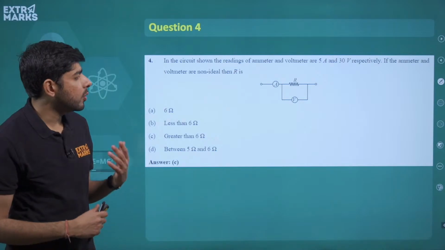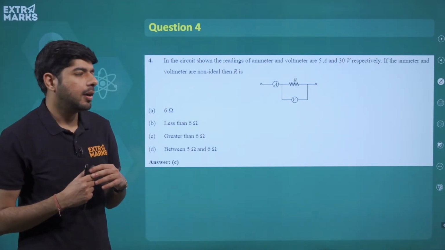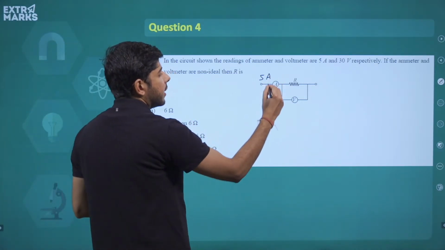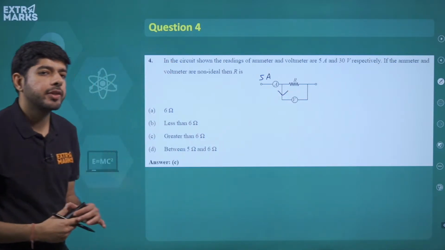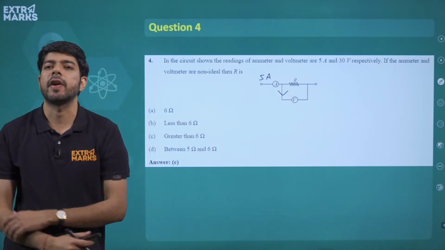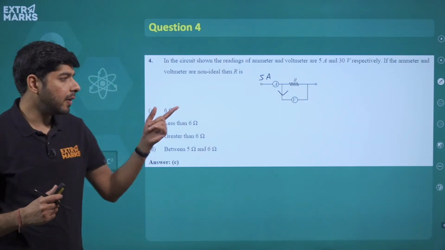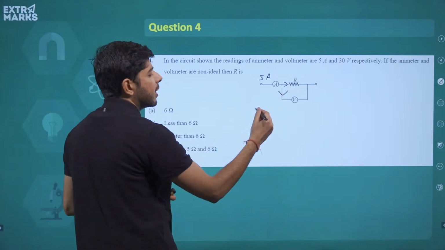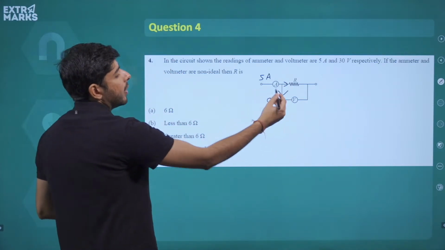Alright guys, next one, this was a little bit tricky. So these are non-ideal ammeter and voltmeter. So in non-ideal, what happens? Let's say the current is 5 ampere. It is non-ideal, it has some resistance. The resistance of this voltmeter is not infinite, it will have some resistance. So there will be some current flowing here also. It will be very less of course, but some current, let's say 0.1 ampere. If it was ideal, this would be 0, but here it is 0.1.